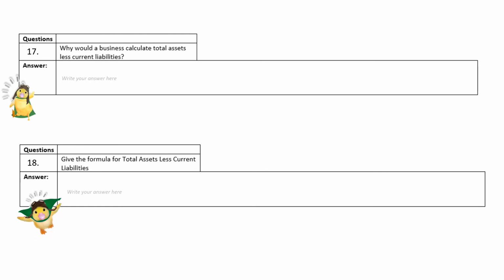Flying home now. Question 18. Give the name of the formula where you're calculating total assets less current liabilities. It's just the name of the formula you need to write in this answer.